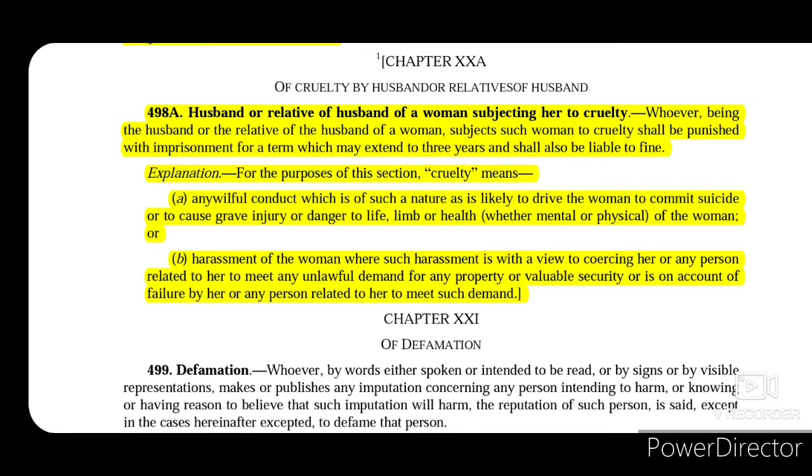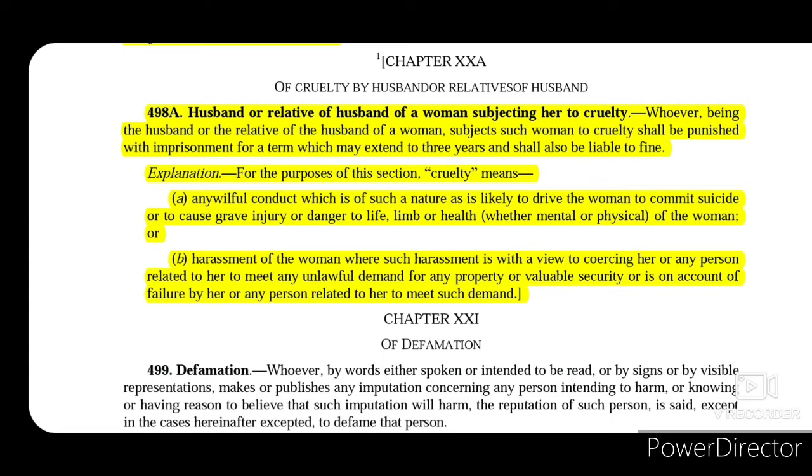So generally when the woman is asked for any property relating to marriage, or she is asked to contact her parents for the purpose of gaining more property or valuable security, all those harassments regarding the claiming of property from a woman or her parents are covered in this section.